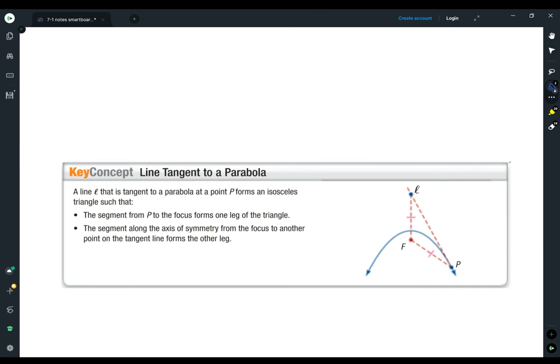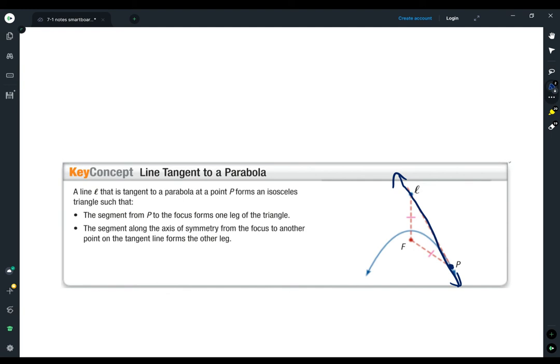Key concept, line tangent to a parabola. So we're going to do this interesting math problem where we find the equation for a tangent line. So this right here would be my tangent line. If you look at my parabola, the tangent line is touching the parabola at just point P. So basically it's touching the parabola on only one point and then it's bouncing off again.